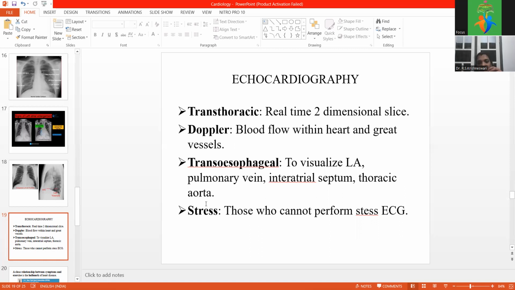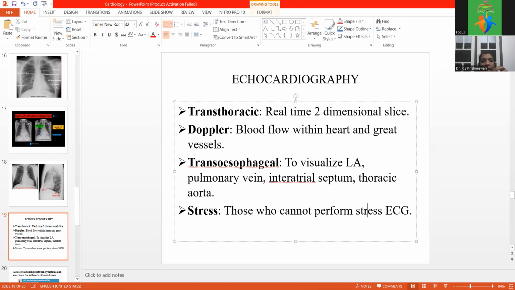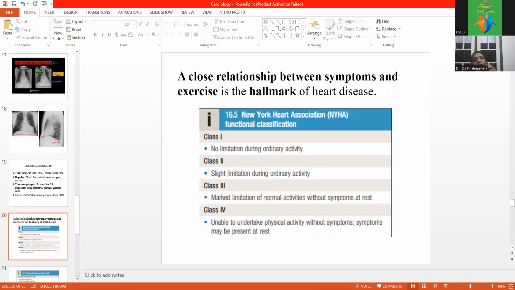And there is also stress echocardiography, for persons who cannot perform stress ECG. So the important thing: transthoracic is the most common echocardiography we use. Doppler echocardiography is for blood flow. Transesophageal is to see the left atrium, pulmonary vein, interatrial septum, and also the thoracic aorta.